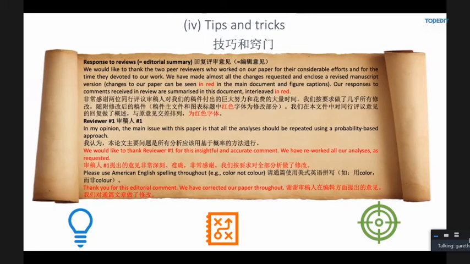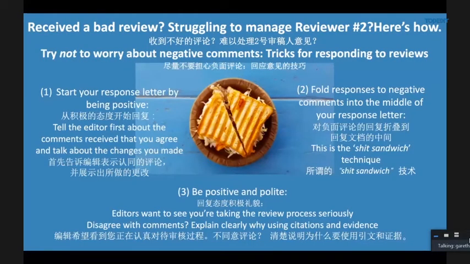Put the time into your responses to reviews. What happens though in cases where you get negative reviews? Struggling to manage those comments from Reviewer 2? Try not to worry about negative comments that you may get back on your work.